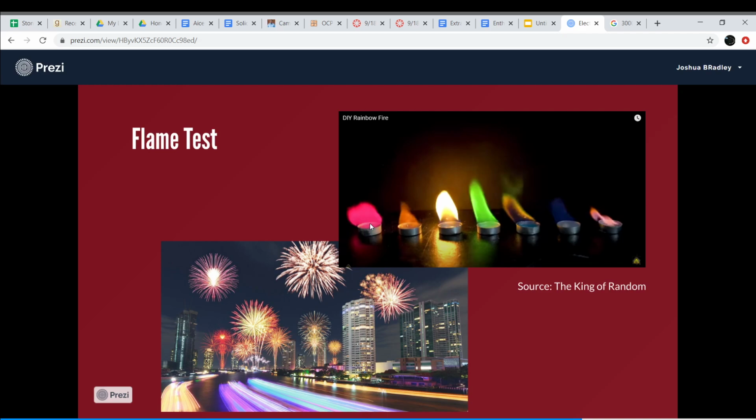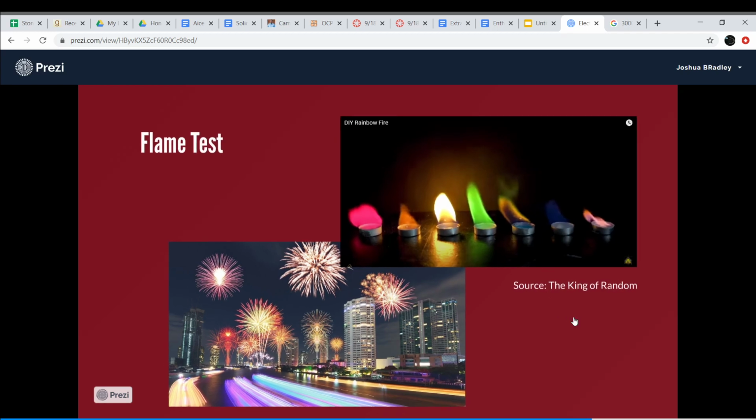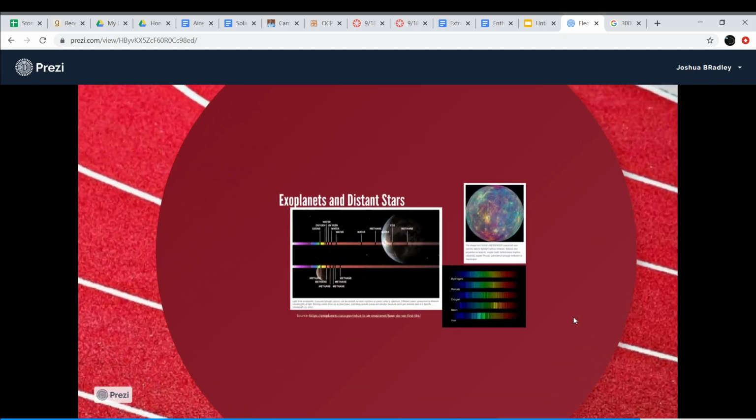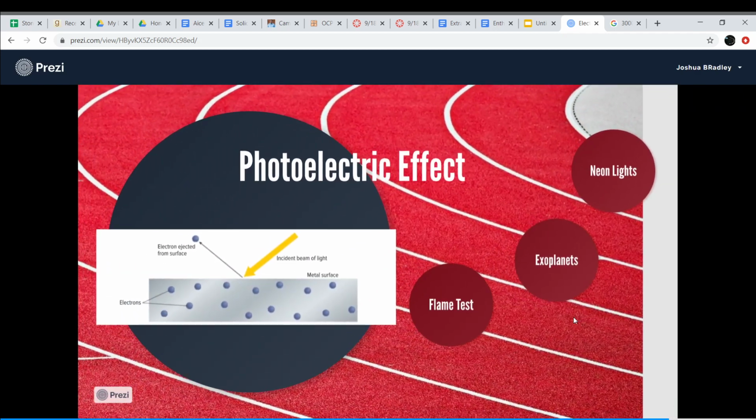And here we have lithium, barium, sodium, copper. That one, I don't know what that one's doing. And this one is potassium. So all of these things are just different compounds that we could essentially burn and then give us nice different colors. Okay, this is our exoplanet one.